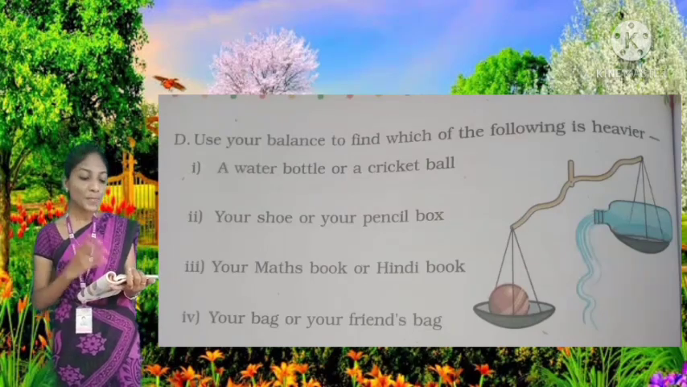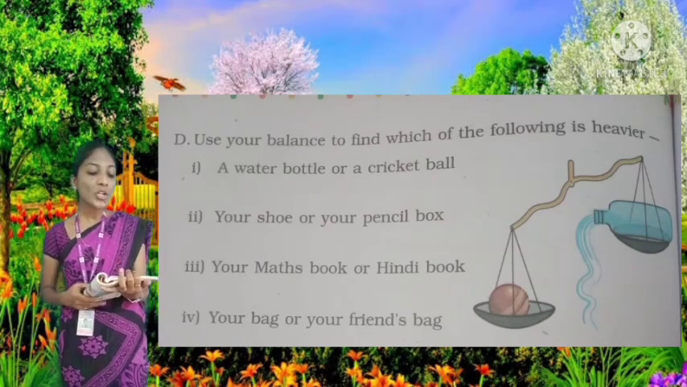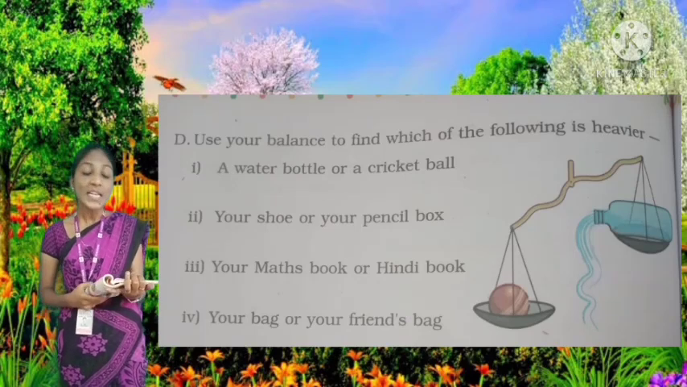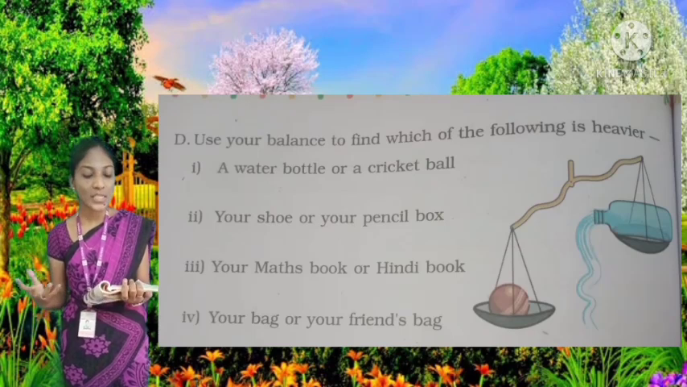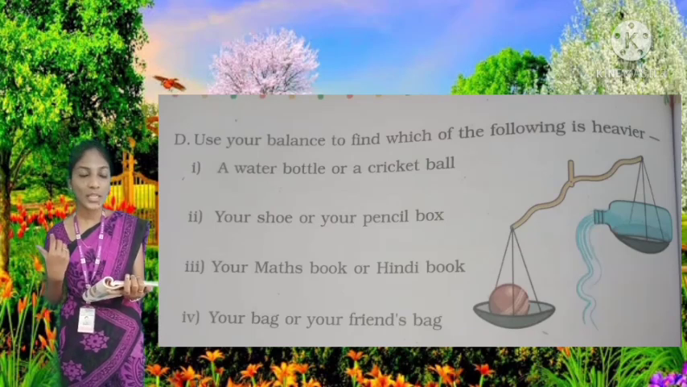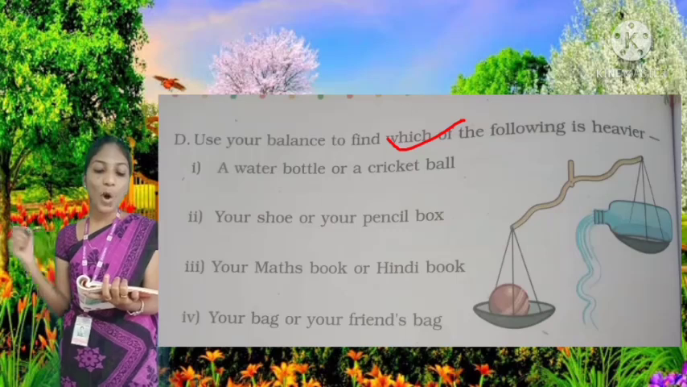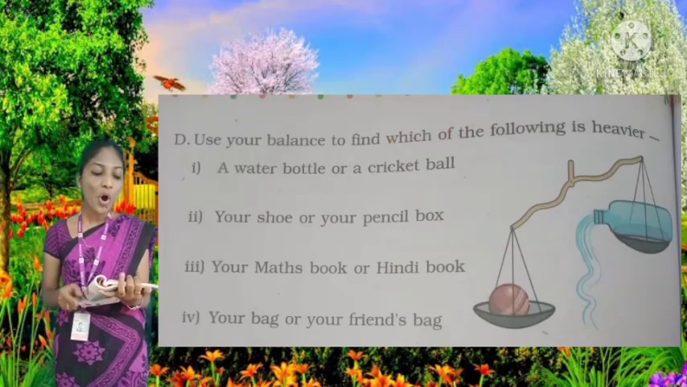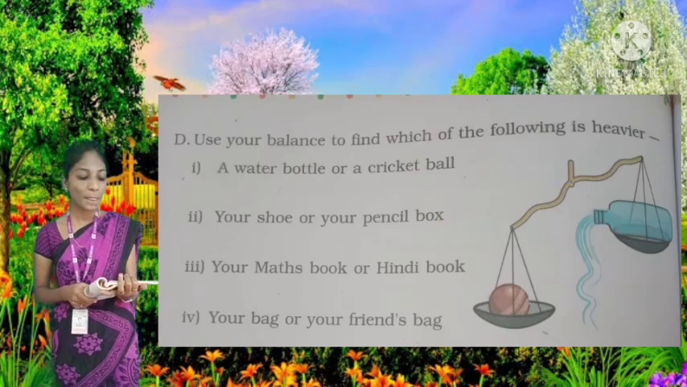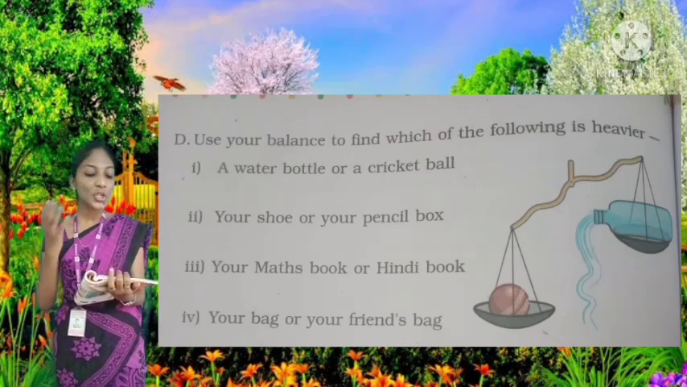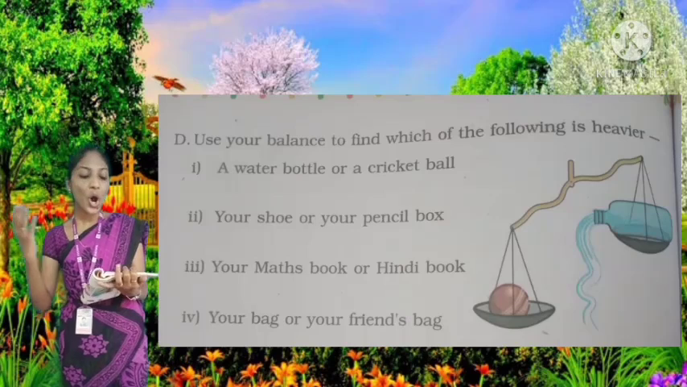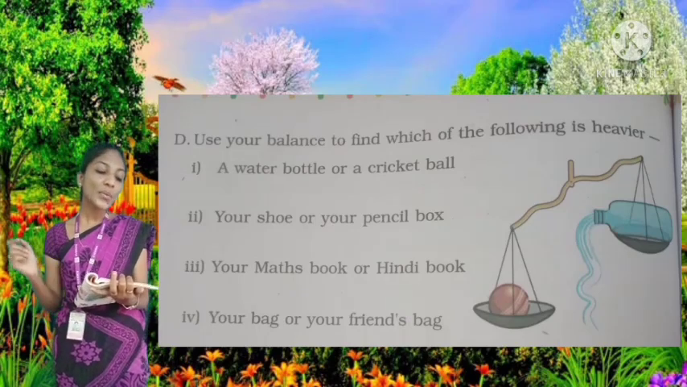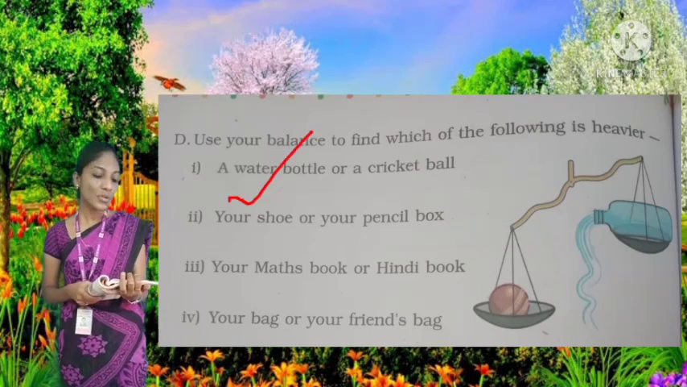In your textbook a picture is given of a water bottle and a cricket ball. The cricket ball pan goes down. So, the cricket ball has more weight compared to a water bottle. So, the cricket ball is heavier. Next question, your shoe or your pencil box. You can imagine, children, which has more weight, your shoe or your pencil box? Shoe. Yes. So, you can put a tick on shoe.